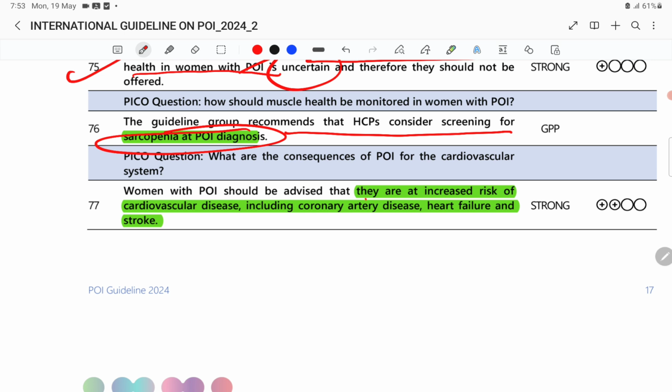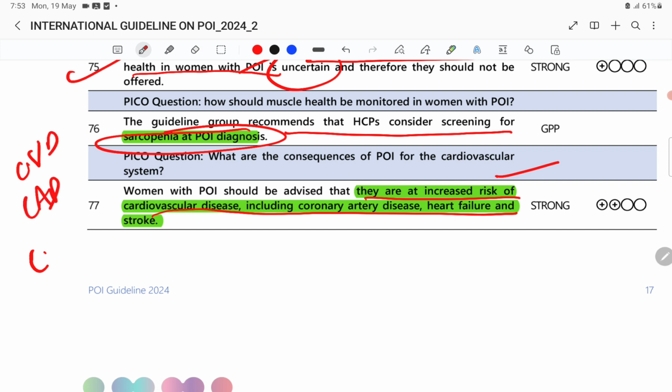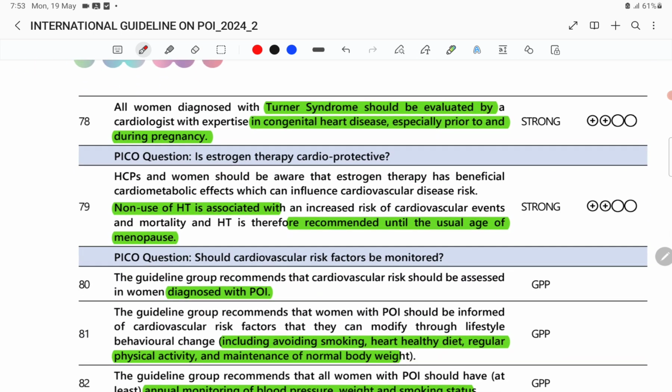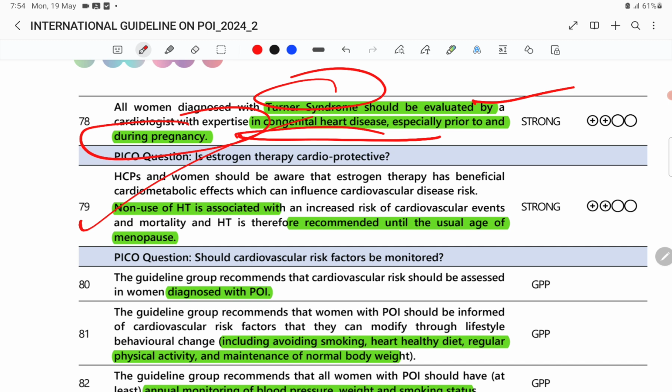Women with POI should be aware they are at increased risk of cardiovascular disease, coronary artery disease, heart failure, and stroke. These are the risk factors they have to explain. All women diagnosed with Turner syndrome should be evaluated by cardiologists to detect congenital heart disease, as well as prior to and during pregnancy. Non-use of HRT actually increases cardiovascular events and mortality; HRT is recommended until the usual age of menopause.